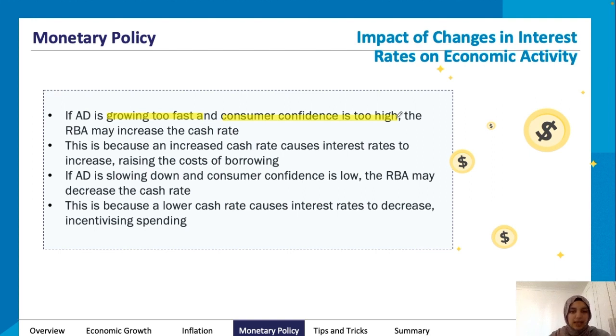If AD is slowing down and consumer confidence is low, the RBA may decrease the cash rate. Okay, so that's another important thing to note. The idea of the opposites aligning, right? So they want to try and either increase or decrease according to what the situation is, and that will either incentivize or discourage spending. So this is because a lower cash rate causes interest rates to decrease normally, hopefully, if the banks pass it on, and that will incentivize spending, and it will actually encourage everybody, like consumers, to go out and to spend. So that is the impact of changes in the interest rate on the economic activity.